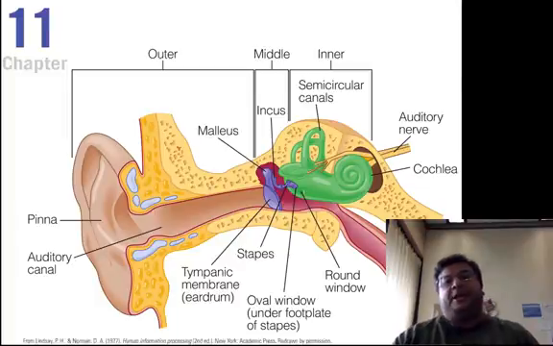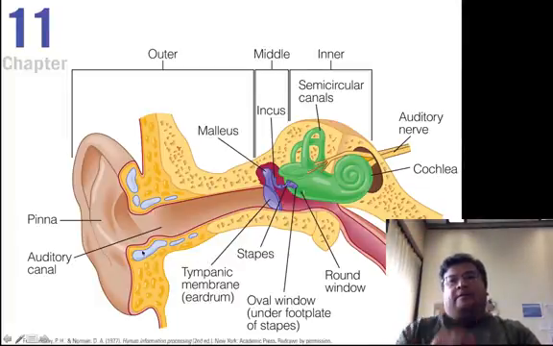Here's a cartoon drawing of our ear. So here is the pinna, which is the ear, and the sound then gets collected by the pinna and gets put into the auditory canal.